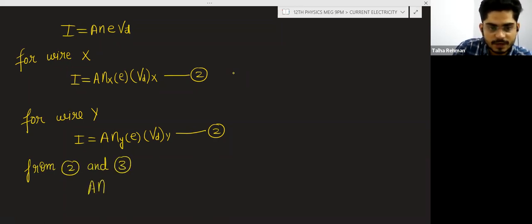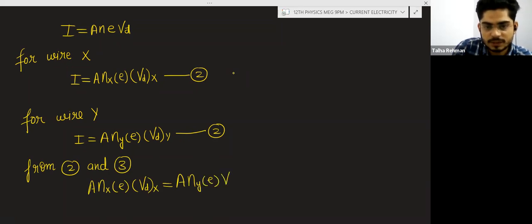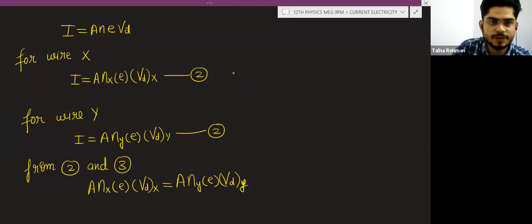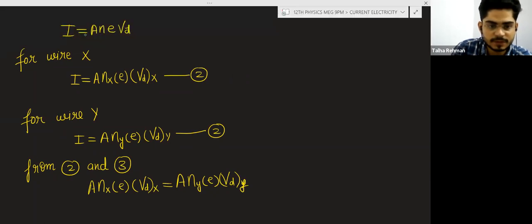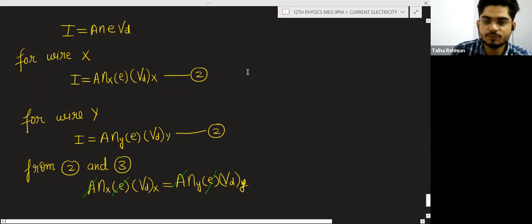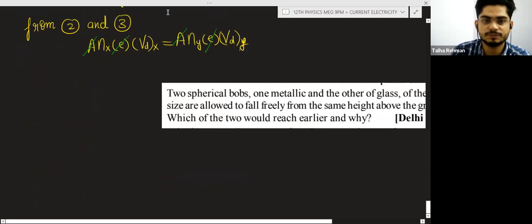A n_X e v_dX equals A n_Y e v_dY. This is Y. So from here, this area is cancelled out. This charge on electron is cancelled out. And we have to find the ratio of drift velocity.